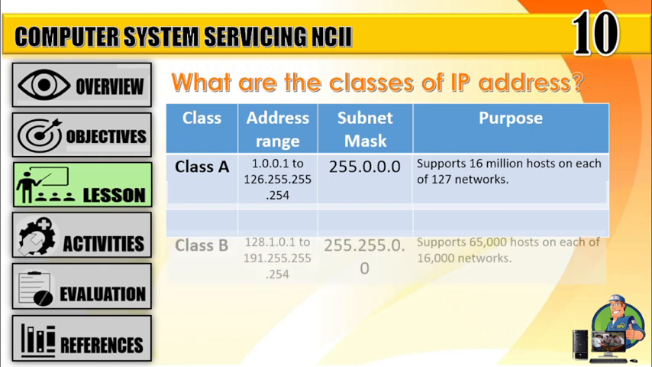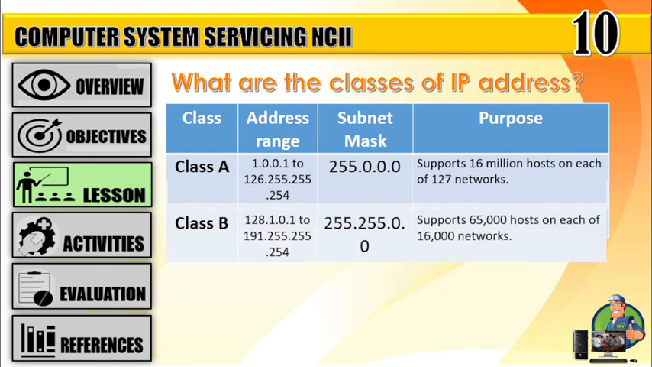Class B. Address range from 128.1.0.1 to 191.255.255.254. Subnet mask is 255.255.0.0. Purpose: support 65,000 hosts on each of 16,000 networks.